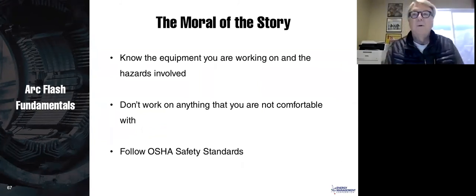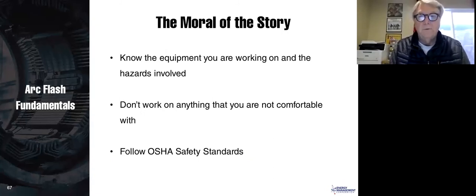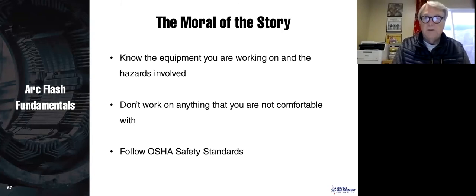All right, last slide here is the moral of the story. You should know the equipment you're working on and the hazards involved. Don't work on anything that you're not comfortable with, and follow the OSHA safety standards.